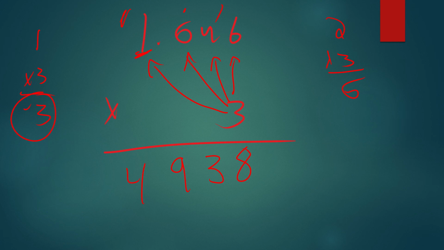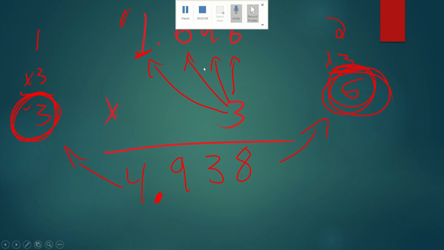So now, my answer has to be between 3 and 6. Where should my decimal go? It goes right here, because 4 is in between 3 and 6. That's why we did front-end estimation and the other type of estimation.